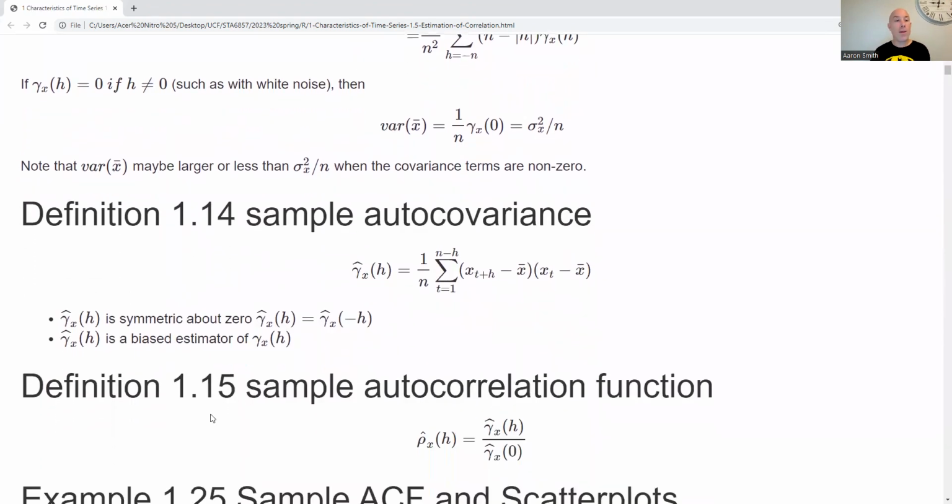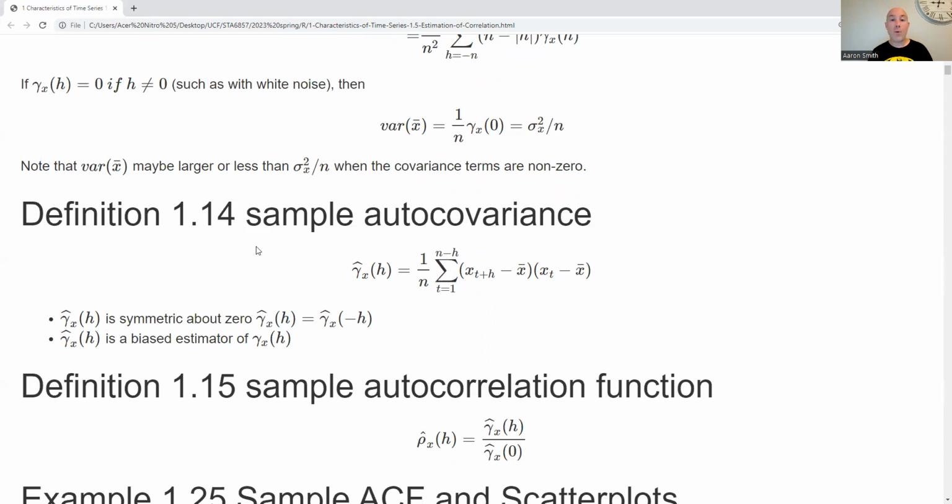Now, something to realize is that the variance of x bar may be larger or less than this when the covariance terms are non-zero. So imagine a situation where we're in a time series where we get the same value every single time. Maybe the first value is random, the rest are just repeats. When I have a covariance like that, the variance aspect can change quite a bit.